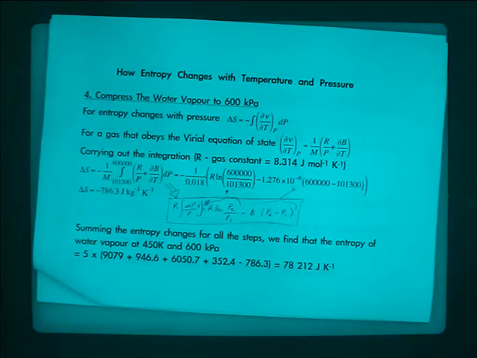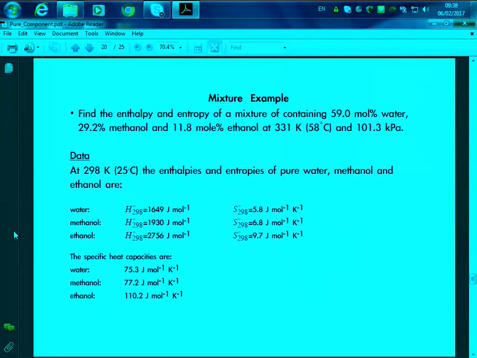Okay, so let's go to the next example. And then here we have a mixture again, and we define the enthalpy and entropy of a mixture that contains 59% of water, 29% of methanol, and 11.8 mole percent of ethanol at 331 Kelvin and 101 kilopascal.